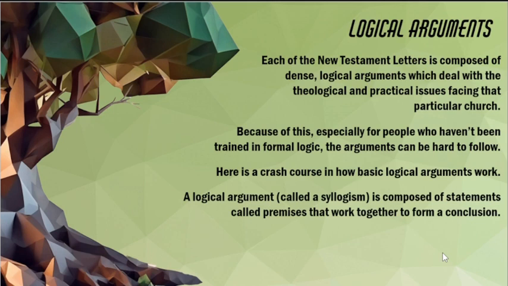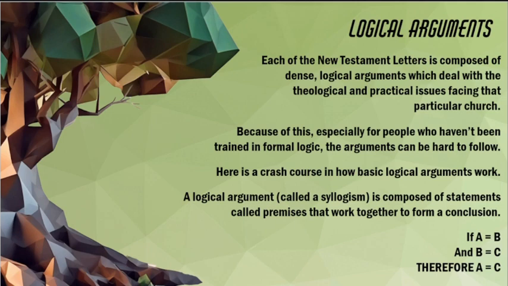So the building blocks of a logical argument, of a syllogism, are two premises that build off of each other. If these two things, then this thing. And so let me give you an example, as broken down as I can. If A equals B and B equals C, therefore A equals C, right? If these two are equal and those two are equal, then these two are equal. Okay, that is the most basic form of a logical argument you can do.